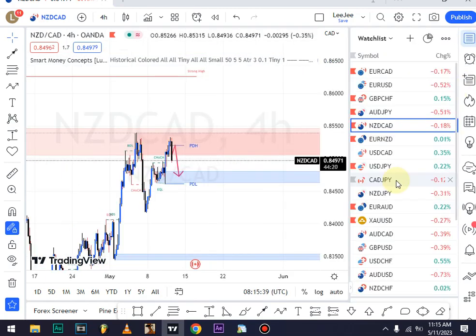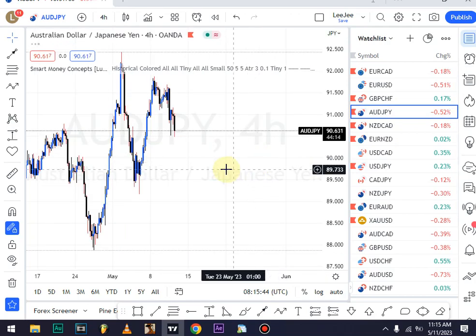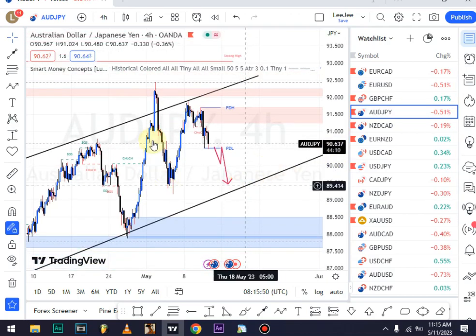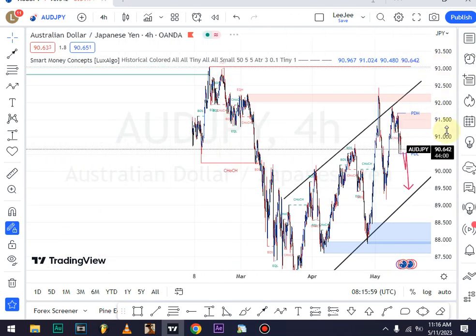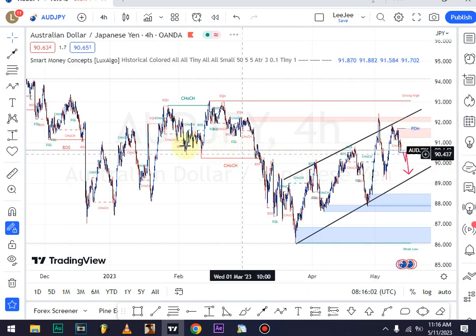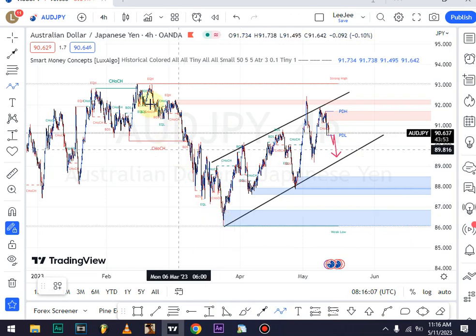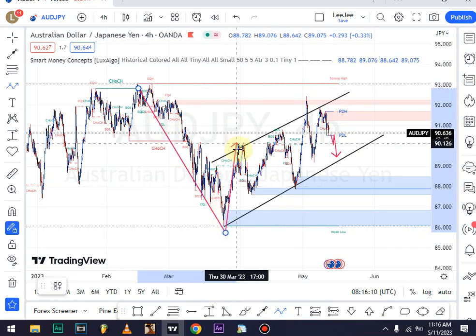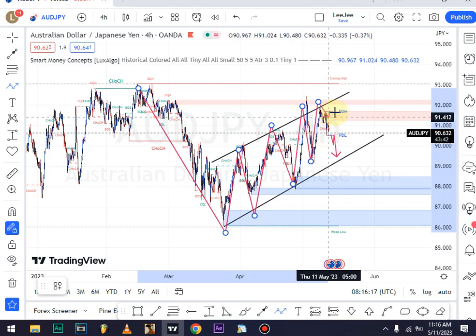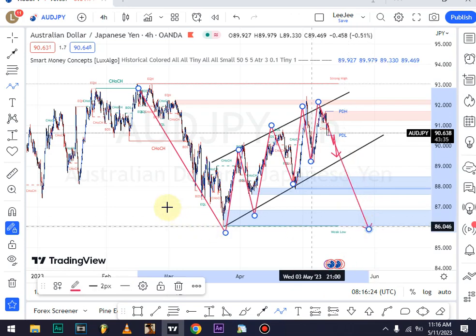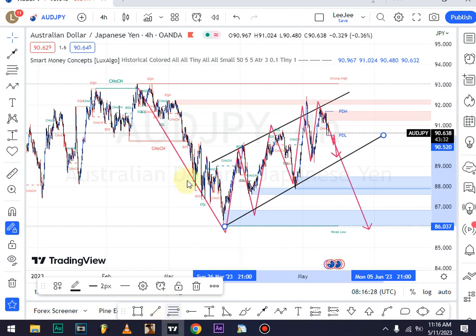Let me look at other pairs too. Right, so same way I have Aussie against the Japanese yen, Aussie against the yen, right? So I will still do that analysis, gang. So we can see price was dropping, we have that impulse movement, now we have this correction, right? I'm just waiting for the levels to be broken before now going down. So I believe price might try to go down to retest this previous zone over here.